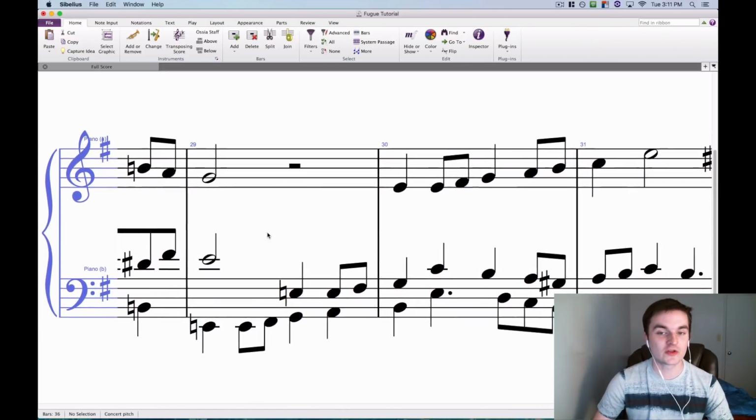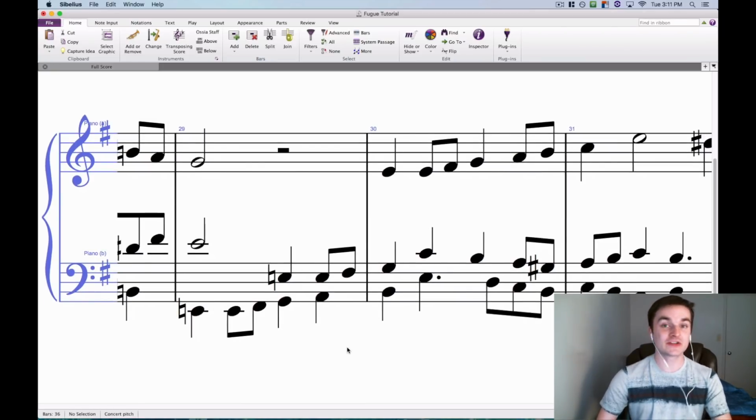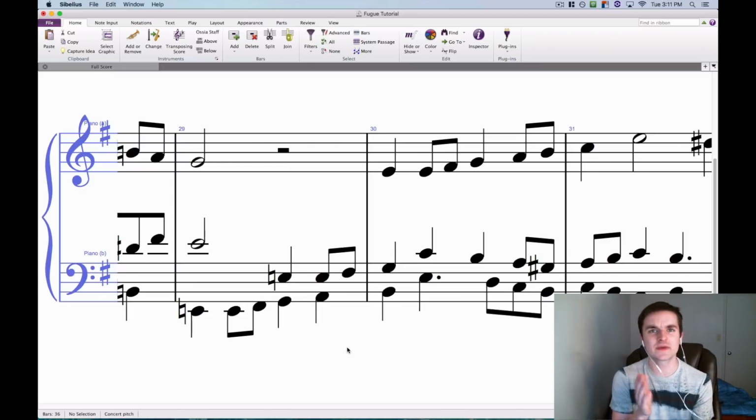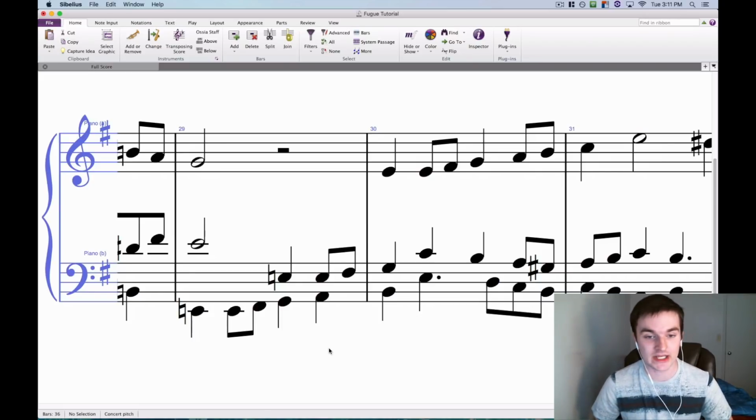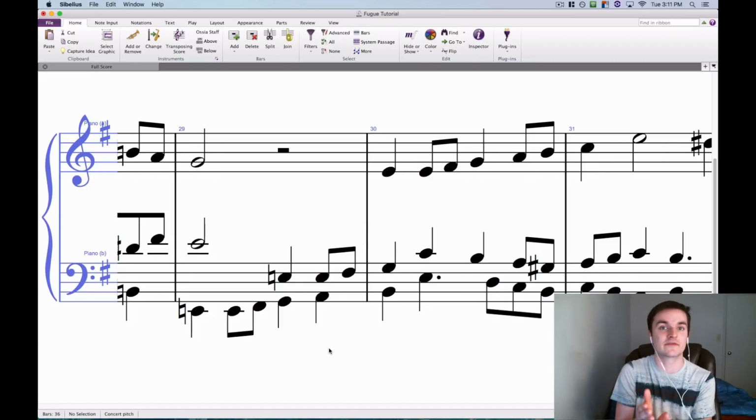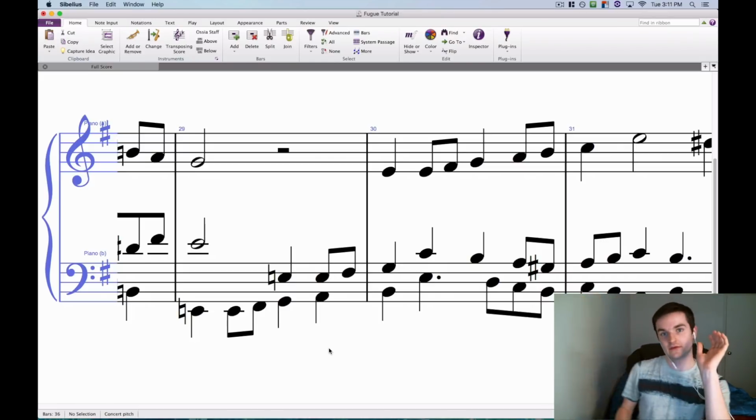So we get another stretto like we do at the beginning, and just to clarify for those who don't know, stretto is where you have successive entries of the subject before the old one finished. But it's important to realize that these don't always have to be canonic, in the sense that they don't always have to be at the octave. It's not like E minor, E minor, E minor. It could be, and very often is in Bach, E minor and then A minor and then D major, right?